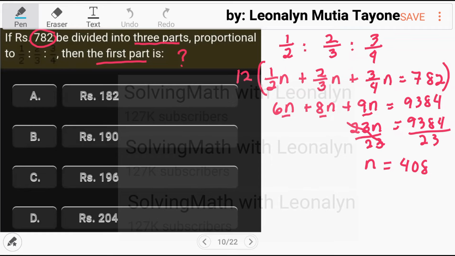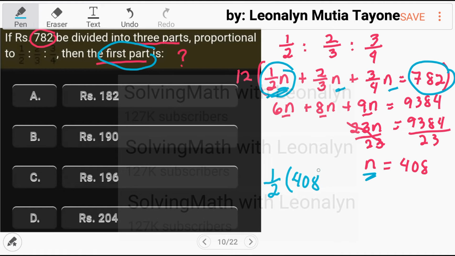Ang tanong, ang question dito ay yung first part. Ito yung first part. Again, let n be that number na i-multiply natin lahat dyan para ang sagot ay 782, yung total mismo. Ang tanong lang naman ay yung first part. Now, 1/2 of n. Ano nga ba value ni n? 408. So, 1/2 of 408 or 408 divided by 2, and that is equals to 204. So, yan na yung sagot, 204.